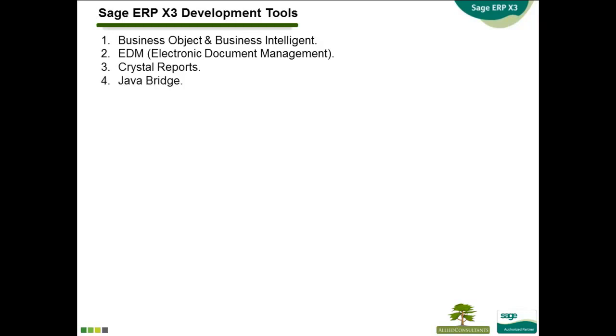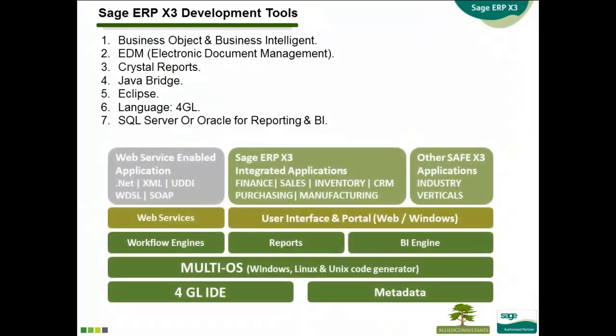Java Bridge, as discussed earlier, allows calls to external web services. If we want to develop or communicate with those web services, then we have to use Java Bridge. Sage custom development also uses the Eclipse environment. For the custom development of the Sage ERP X3, we use 4GL. SQL Server or Oracle is used as a database for the Sage ERP X3. SQL Server or Oracle is also used for reporting in BI. Web service and user interface portal is built on Workflow, Report and BI Engine.